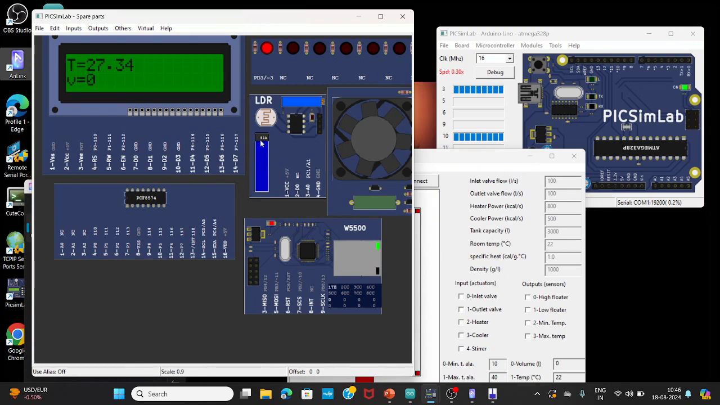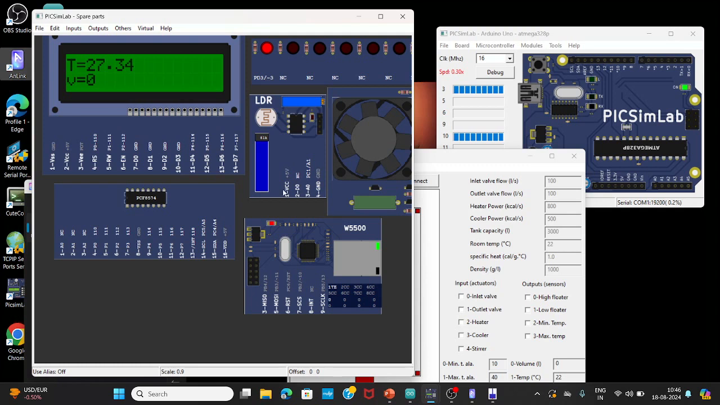Here we are simulating the brightness. The less the brightness, the more the light will glow. The more the sunlight, the less the light will glow. This is our first requirement. Our next requirement is the temperature control system. Here the temperature needs to be controlled through the heater and cooler.